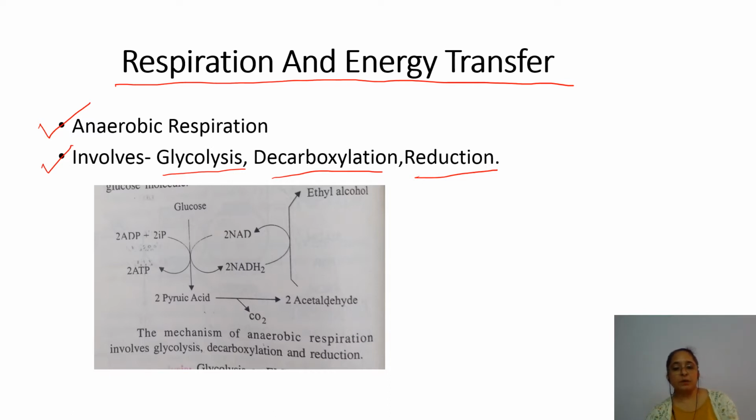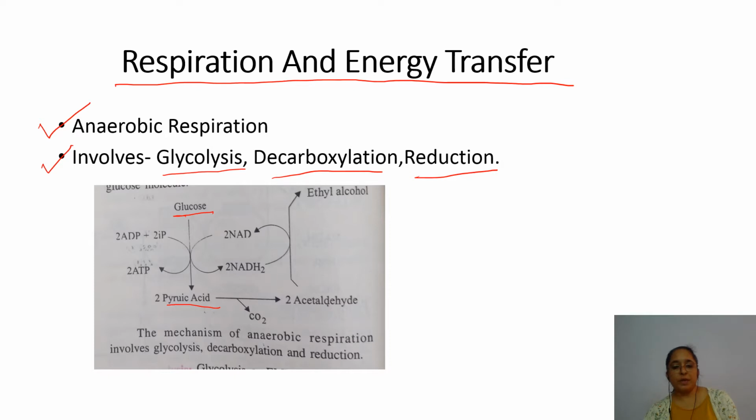The first one is the glycolysis. As you all know, glycolysis is nothing but the conversion of glucose into pyruvic acid, isn't it? So this glucose will convert into pyruvic acid. And this is also called the EMP pathway, isn't it? And this occurs in the cytoplasm. It is similar to the aerobic respiration.